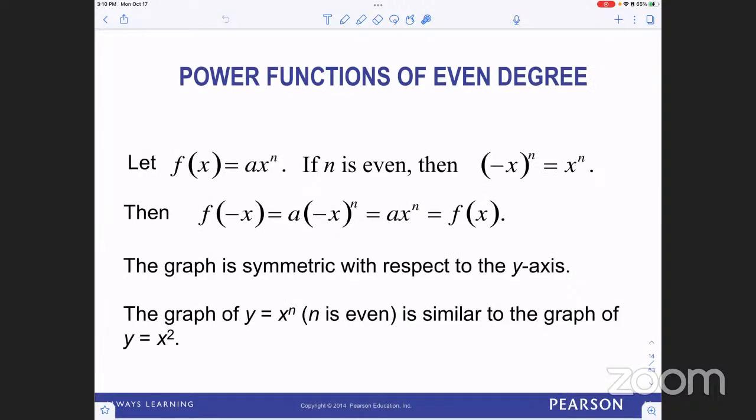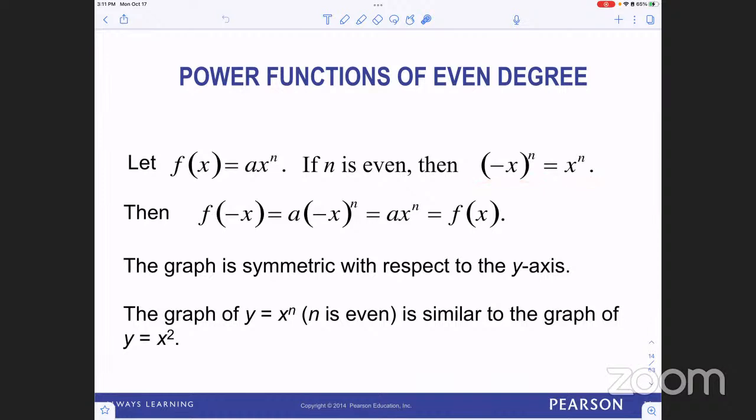Now we have power functions of an even degree. Let f of x equal this monomial, this power function. Then if n is even, if we consider negative x to an even power, we have an even number of negatives multiplied, so the result is positive. So negative x to the power of n, where n is even, gives us positive x to the n.